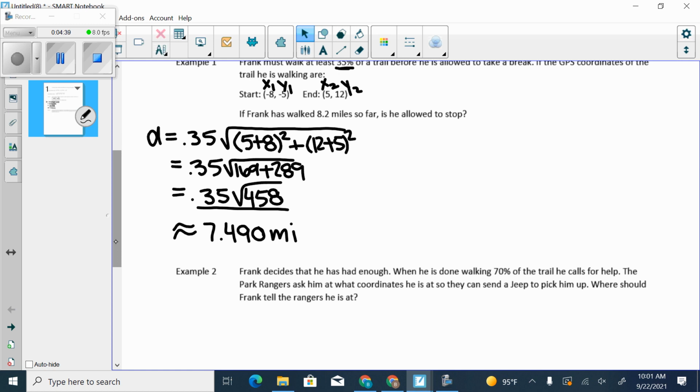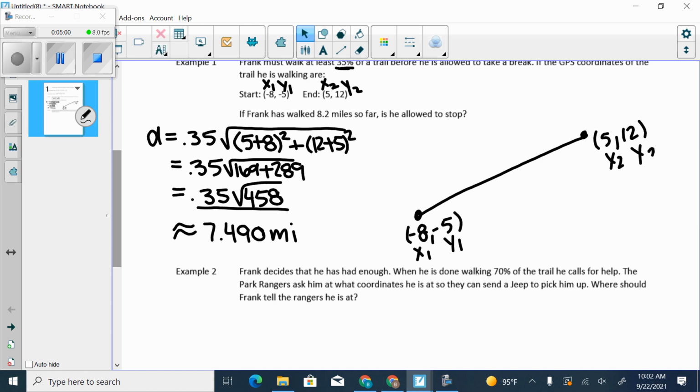Okay, so let's say this is the trail he's walking on. Here is his start point, which was at -8, -5, which we said was x1, y1. Here's where he ended up, which is the coordinate point 5, 12 that we said was our x2, y2. And it said he's gone how many miles so far?